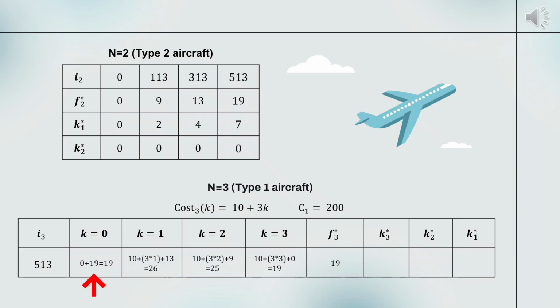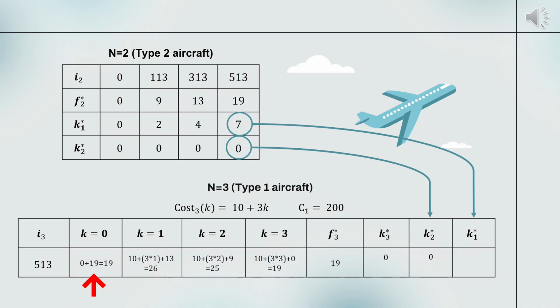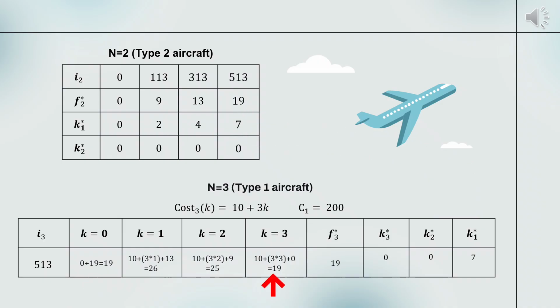In the first path, if we allocate no Type 1 aircraft, all 513 passengers proceed to the previous stage. According to the last row of the upper table, for 513 passengers, the optimal number of Type 2 aircraft is 0, and the optimal number of Type 3 aircraft is 7. Therefore, the first optimal fleet configuration consists of 7 Type 3 aircraft and 0 aircraft of the other two types.